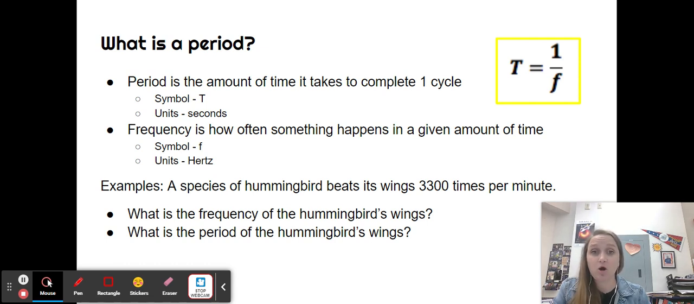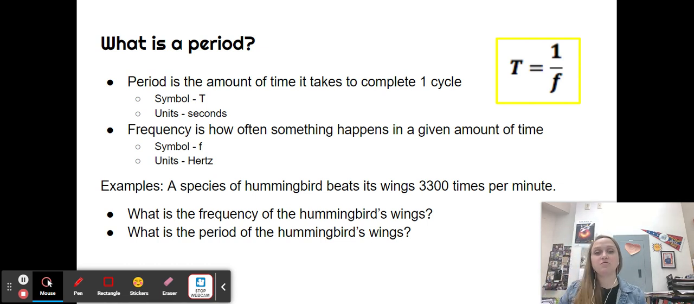Now, frequency is how often something happens in a given amount of time. So if I think about my coffee addiction, how frequently do I go to Bread Cove for coffee? I go every day, so my frequency is once per day, or that would be the frequency in an amount of time. However, we're going to use the unit hertz for this.